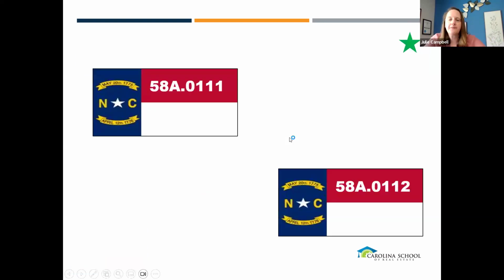So just for reference, 58A.0111 is the commission rule that prohibits us from drafting. Brokers can't draft. 58A.0112 is the requirements of a pre-printed sales contract that I'm allowed to use. The parties can use whatever they want to. Once you're a broker and you're licensed, these are the pre-printed forms.